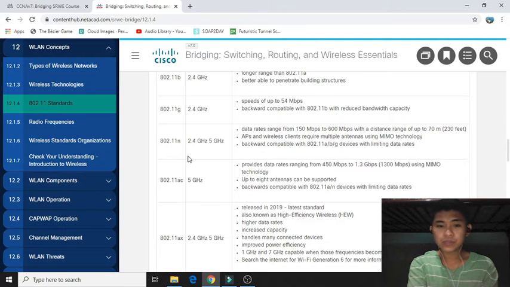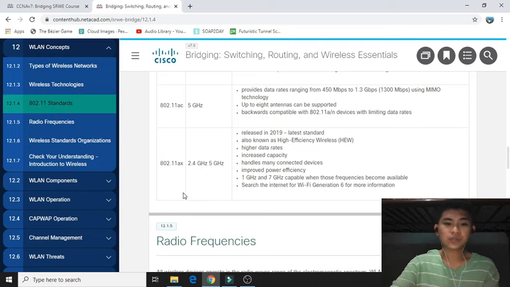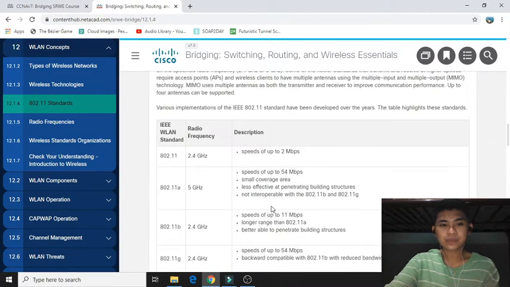It uses MIMO technology, and it can support up to 8 antennas. And lastly is the 802.11ax, which has a radio frequency of 2.4 GHz to 5 GHz, and it was only released in 2019. This is the latest standard of the WLAN.